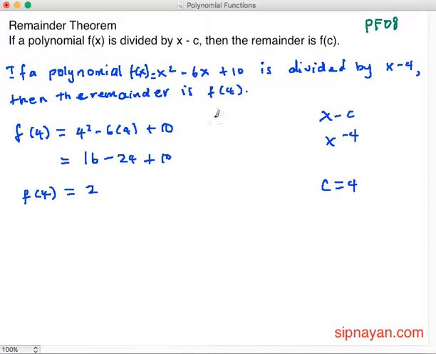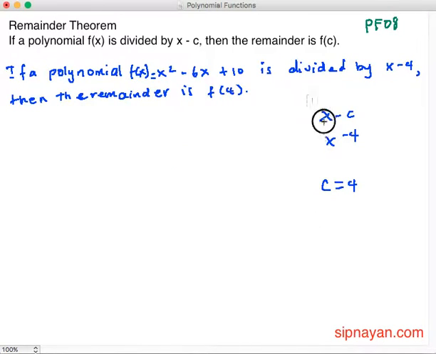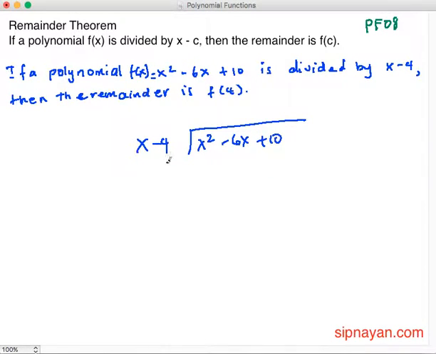Okay? So, f of 4 is 2. Ano ibig sabihin nito? Remainder yan, di ba? Ito yung f of c natin. f of 4 is 2. Ibig sabihin, if a polynomial f of x is equal to x squared minus 6x plus 10 is divided by x minus 4, then the remainder is 2. Pwede nyo siyang i-verify by manually dividing. No? Anyway, sige, verify natin that this is true. So, for example, x squared minus 6x plus 10 divided by x minus 4. Oh, by the way, yung remainder natin kanina 2, baka makalimutan natin. The remainder was 2.